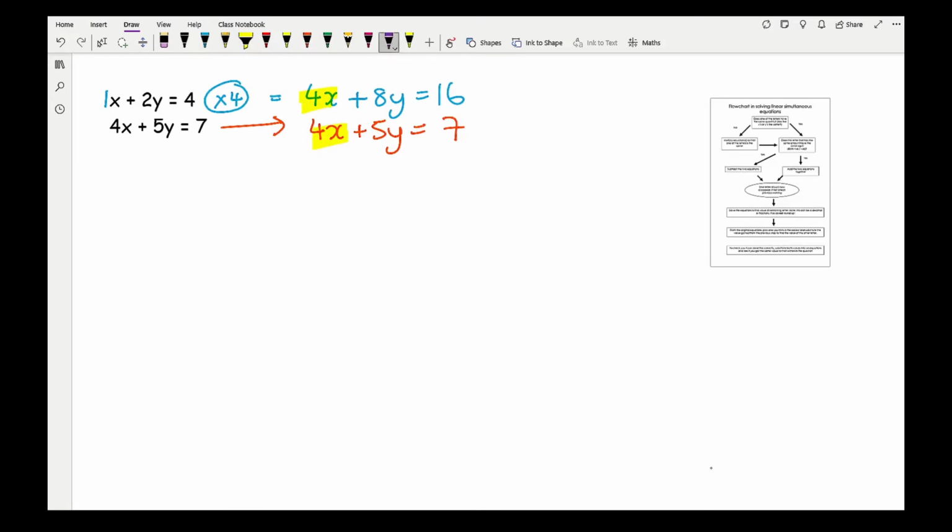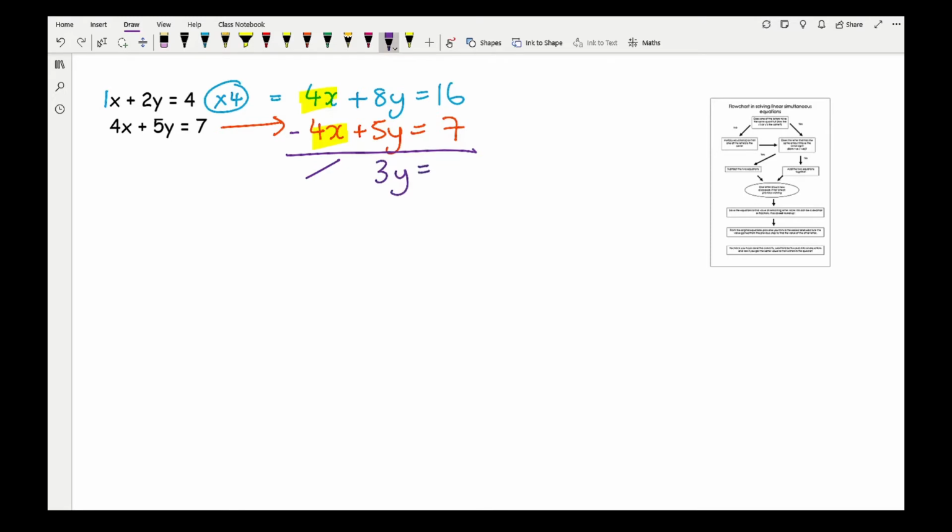So once my x's are the same, I then have to ask myself, are the signs of those x's the same or are they different? Well, they're the same because they're both positive. So I take away the two equations. So 4x take away 4x is nothing because that disappears. 8y take away 5y is 3y.